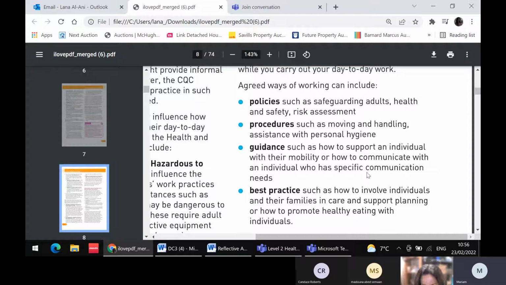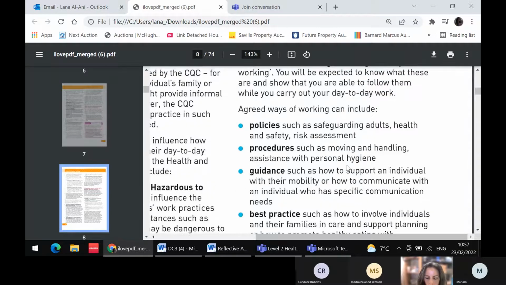Policy and procedure. Yeah. Perfect. That's really good. So whenever people ask you what the agreed ways of working are, just say the policy, procedure, and guidelines. You follow the guidelines, you follow the policy, you follow the procedure. That's it. This is the agreed ways of working.